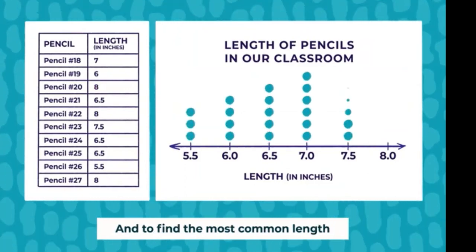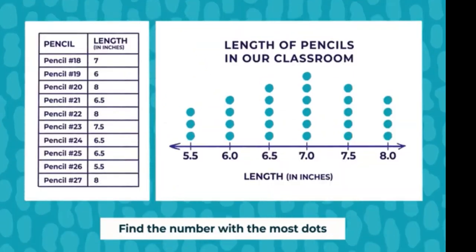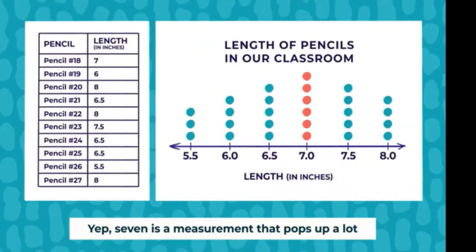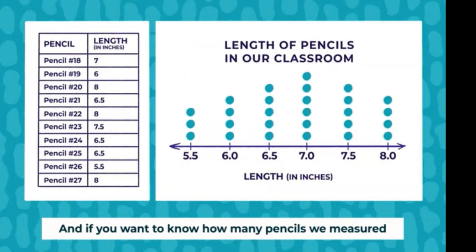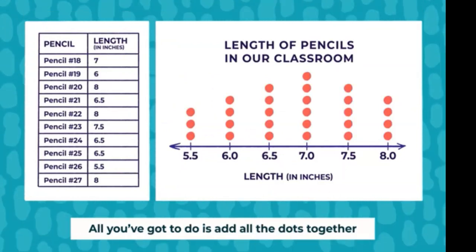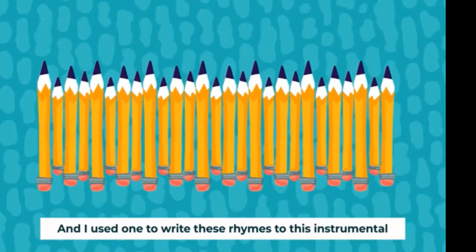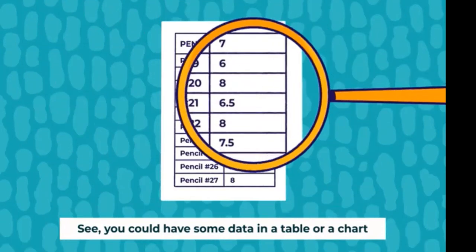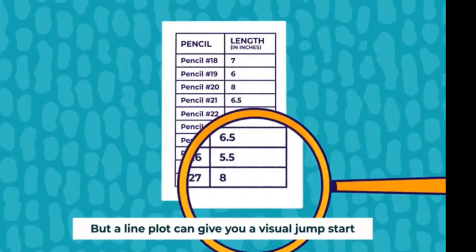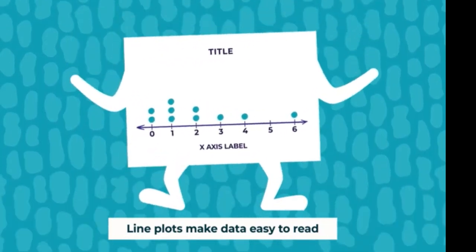And to find the most common length, here's another demonstration of a line plot strength. Come on. Find the number with the most dots. Yup, 7 is a measurement that pops up a lot. And if you want to know how many pencils we measured, all you gotta do is add all the dots together. Yeah, that's 27 pencils, and I use one to write these rhymes for this instrumental. So you can have some data in a table or a chart, but a line plot can give you a visual jump start.